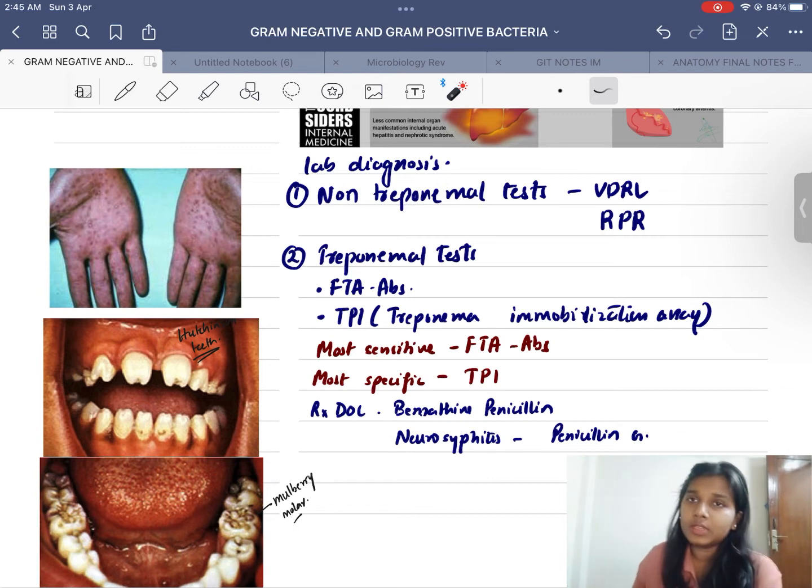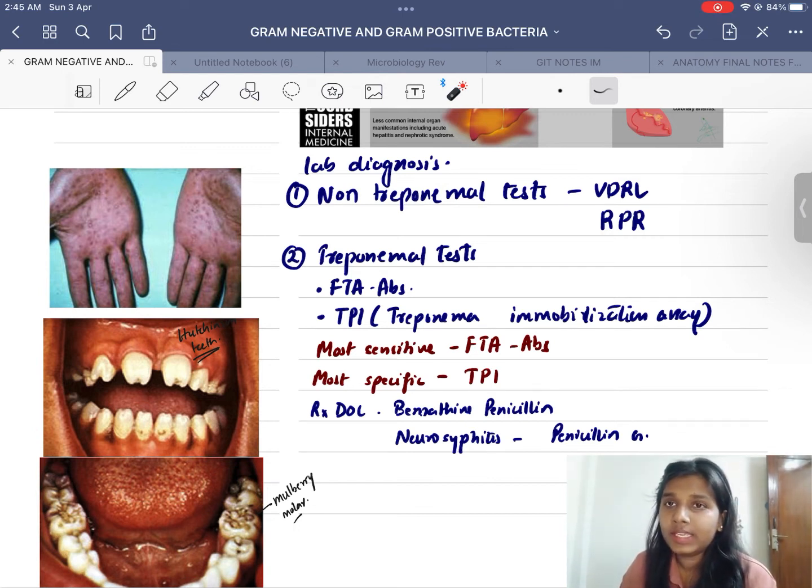Treponemal tests, in which we actually look for the organism, include the fluorescent treponemal antibody absorption test, FTA-ABS, and the treponemal immobilization assay, TPI. Even if you look at the name, it has a T. If the name has a T, that's a treponemal test.